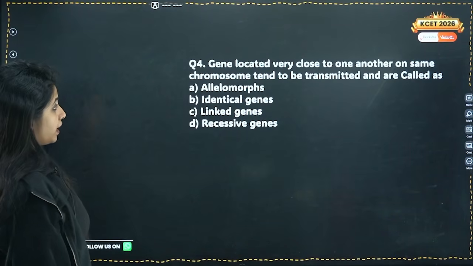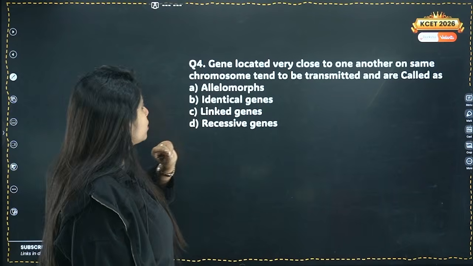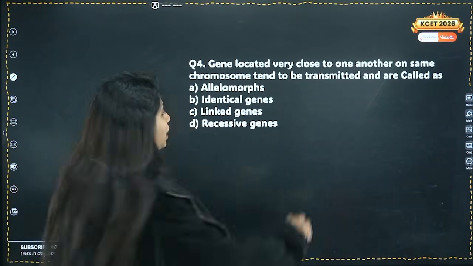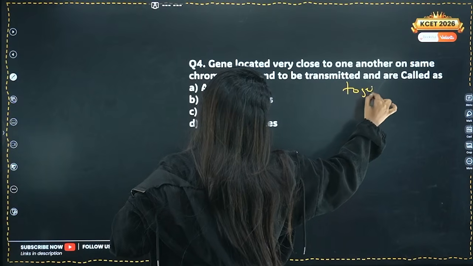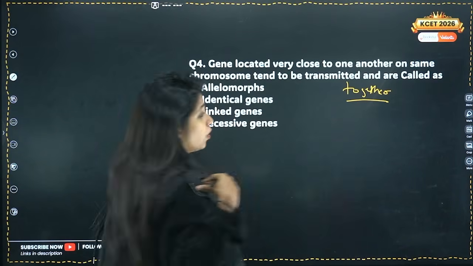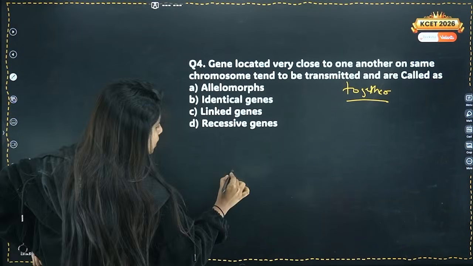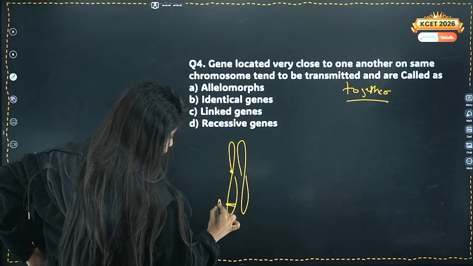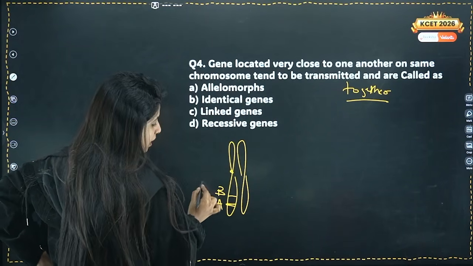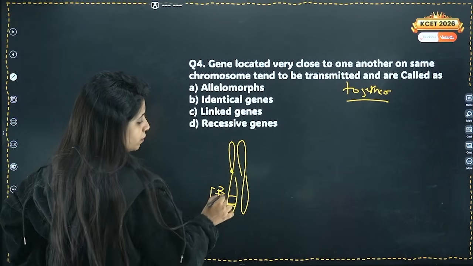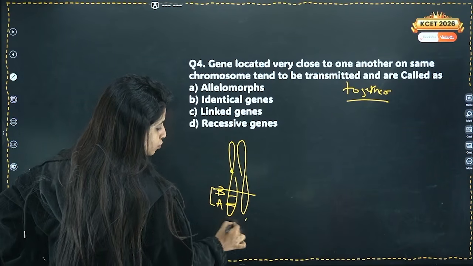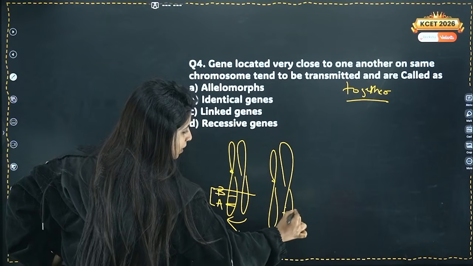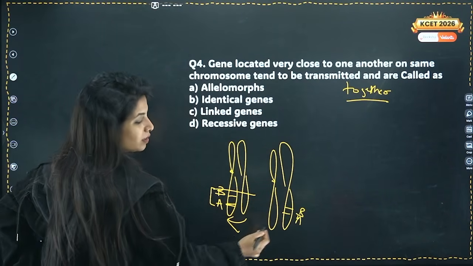Now the next statement that we have is: genes located very close to one another on the same chromosome tend to be transmitted together and are called what? What do you mean by that? Basically, suppose I have a chromosome over here. This is A chromosome, this is B chromosome. Basically, they are very close to each other. Suppose I swap these regions of the chromosomes. What will happen? Now I have a new chromosomal combination where A and B have successfully come over here. They went together.